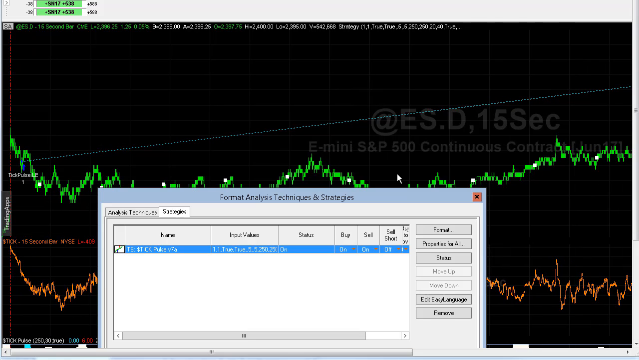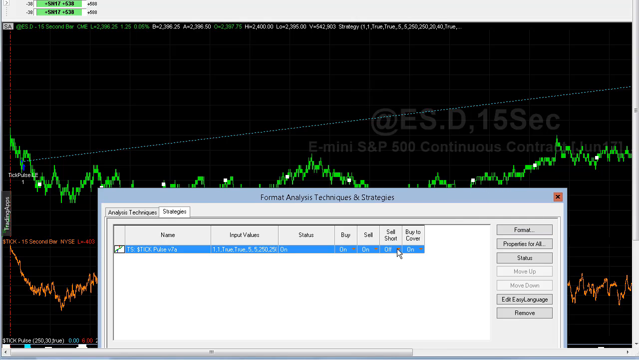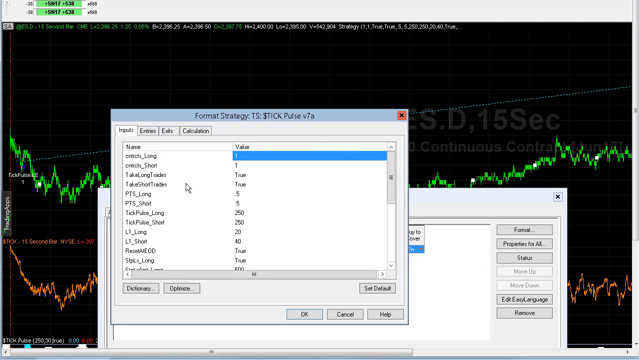So under Format Strategies, you can double click on this, or you can expand this window out, and you can see sell short is set to off. It's also one of the inputs. So take long trades true, take short trades true. You could also set that to false, either or both, to turn off short trades. And then L1 long is 20. I experimented with 40 on the L1 short, and it's typically 30. The default is 30 for both of these, but I've turned the shorts off so it doesn't matter.